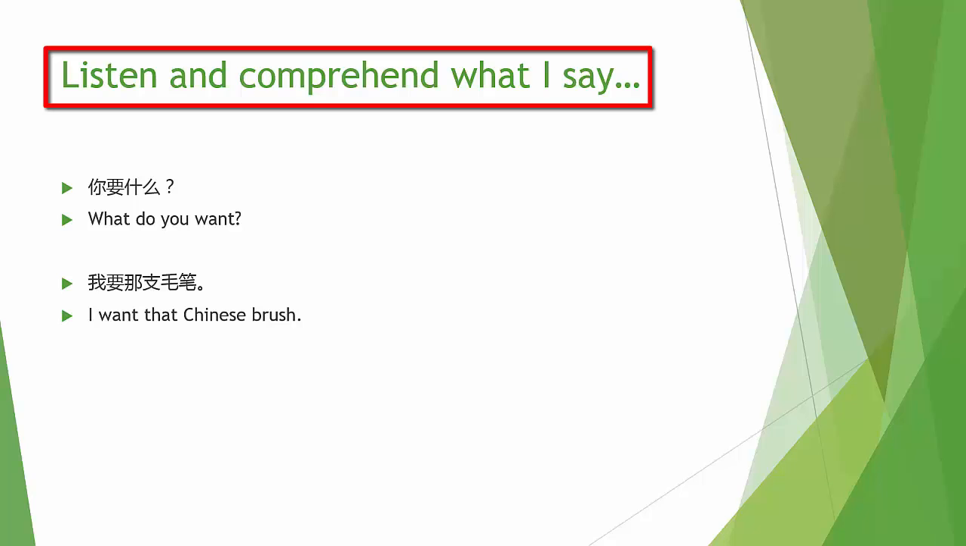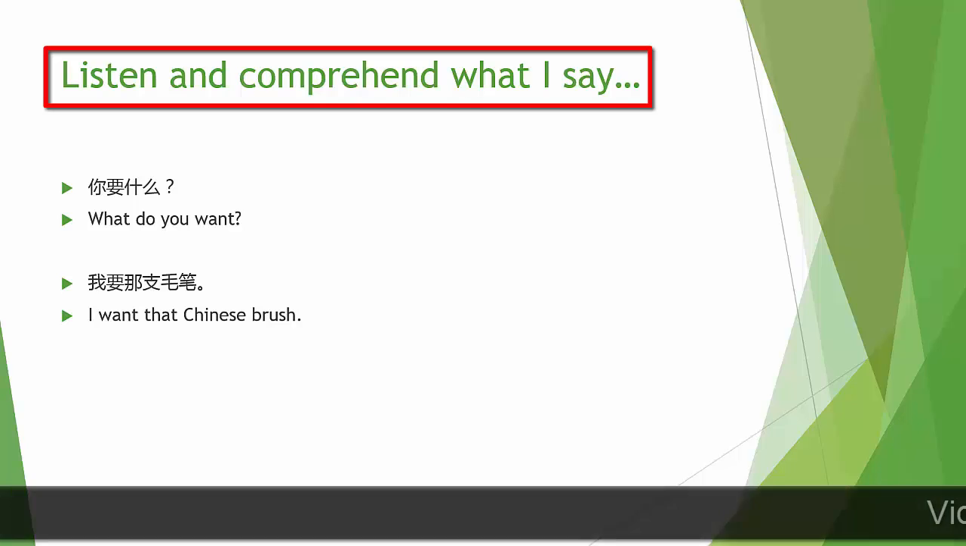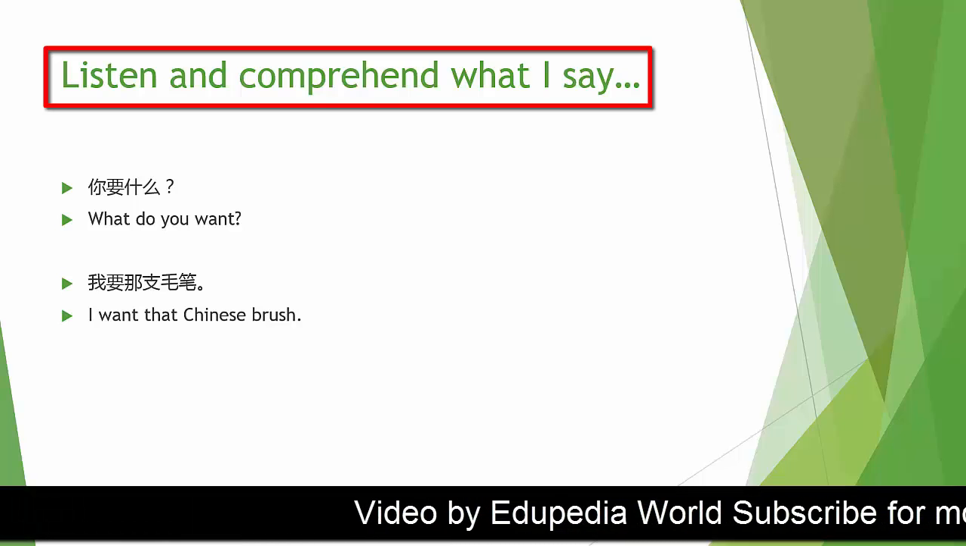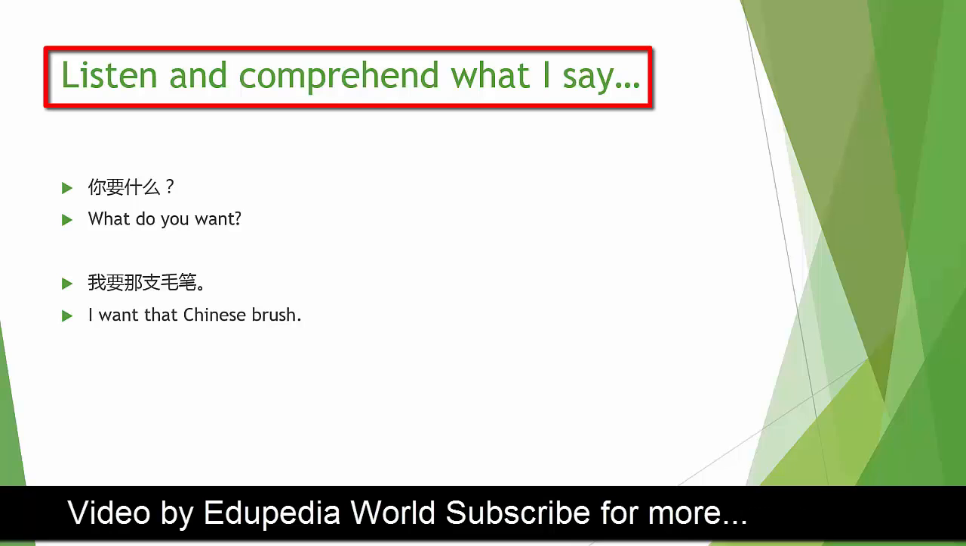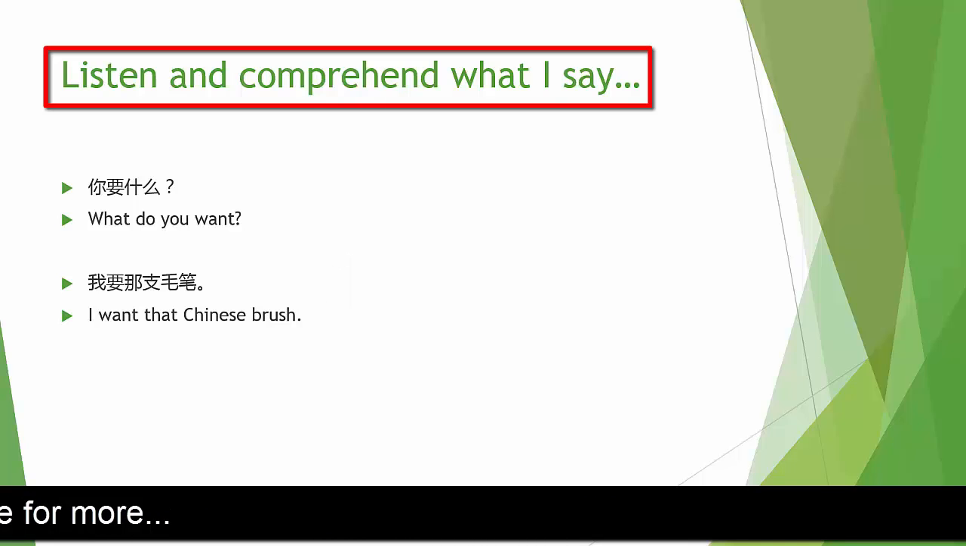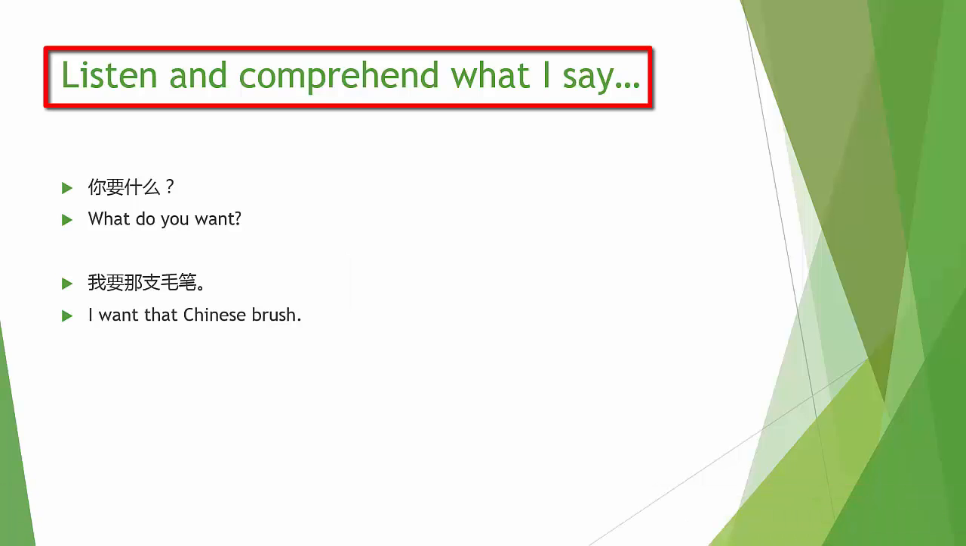Okay, the next one is a question. 这些城是你的吗? 这些城是你的吗? Okay, can you get it right? It is. Okay, and I hope you understand what it means. It is, these oranges are yours.